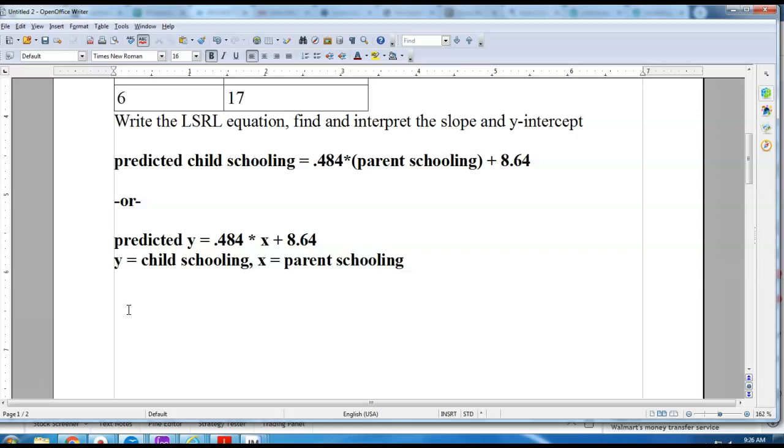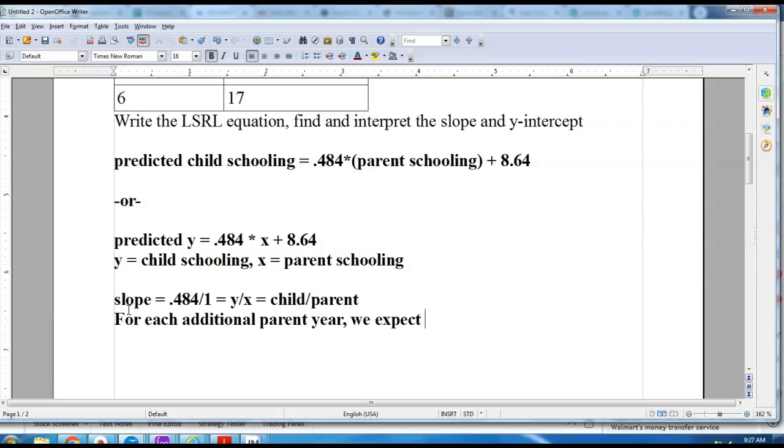All right, so the slope is 0.484, and I would think about that as 0.484 over 1. So that's your y over x, which is your child over parent. So for each additional parent year, we expect 0.484 additional child years of schooling. Something like that. Questions on that?